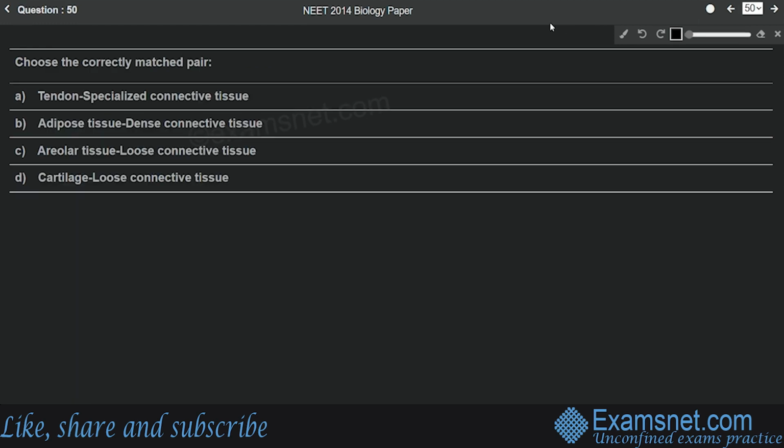Question number 50 is from the chapter Structural Organization in Animals, and the question is, choose the correctly matched pair. Option A, tendon is matched with specialized connective tissue, which is an incorrect match because tendon is an example of fibrous connective tissue, which attaches muscles to the bones. Okay, muscle to bone.